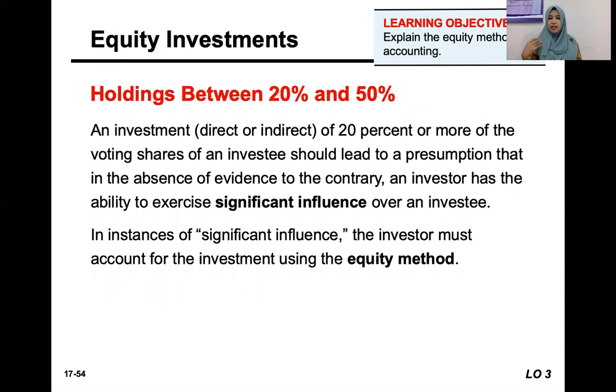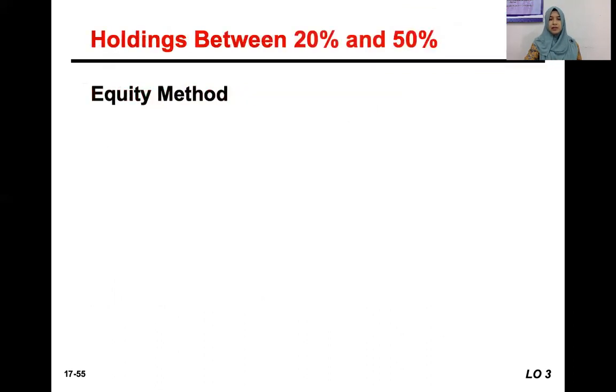Because it has significant influence, any operational activities of the investee are assumed to have an effect on the investor. So if the investee makes a profit or makes a loss from its operation, we assume that it will have a proportionate effect on the investor. So that's why we use the equity method.